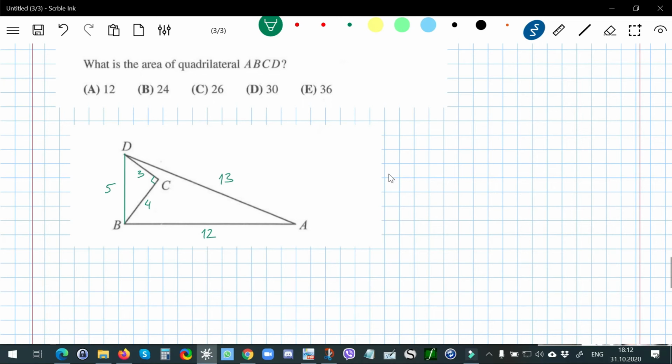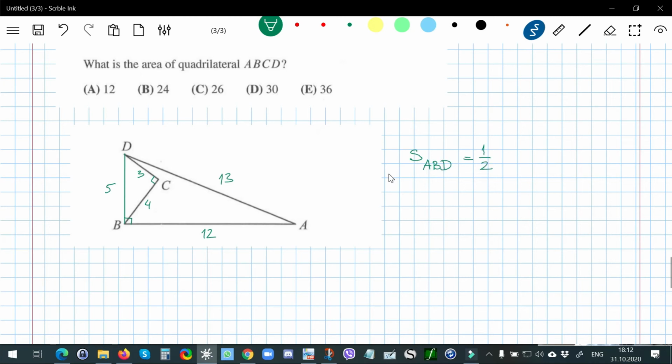Actually, it needs to be proven, because you don't know if you have just 3 sides. But if you have a triangle with sides 5, 12, and 13, you can be sure that it's a right triangle. So this angle is also right. And then our problem is very simple. We have to calculate the area of ABD, which is S of ABD.